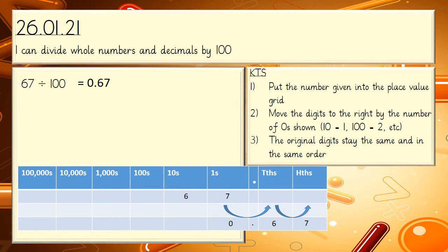There would be 0.67 because there would be no ones and so a 0 would need to be in the ones column.